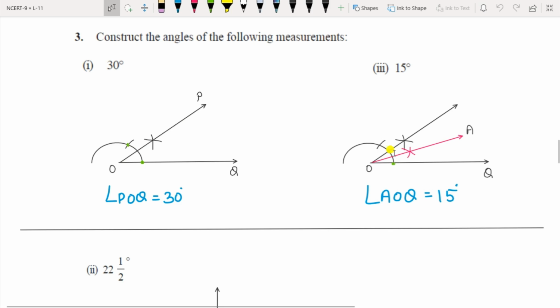So this is 30. For 15 you have to construct 30 first, then take the measurement from 0 to 30 that I have shown in green here. Make these arcs, one from 0 and one from 30, cut the previous arc and join this line. This will be OA, that is AOQ is 15 degrees here.